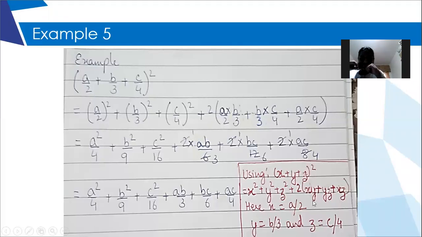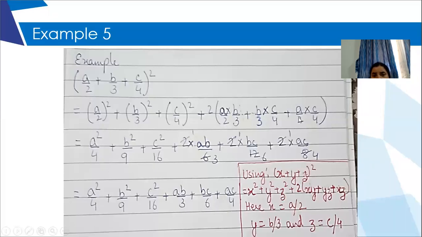Here also again you will replace all X, Y, and Z with A by 2, B by 3, and C by 4. And you will get this. So this is your right side after replacement. Are you getting? Okay, ma'am. Understood. Yes, ma'am. And then you simplify. Here this square will be applicable to both. Same over here, same over here. So you will get the first 3 terms.